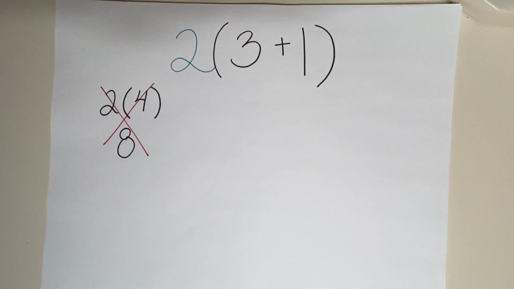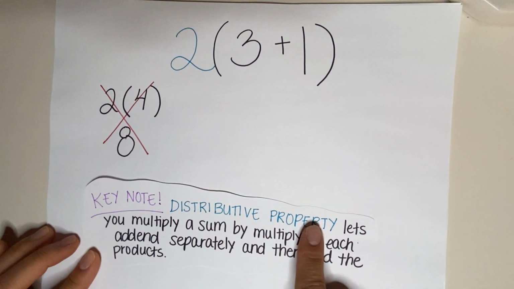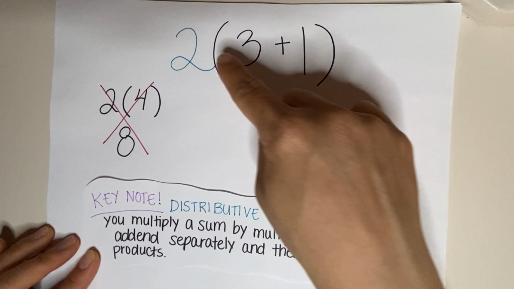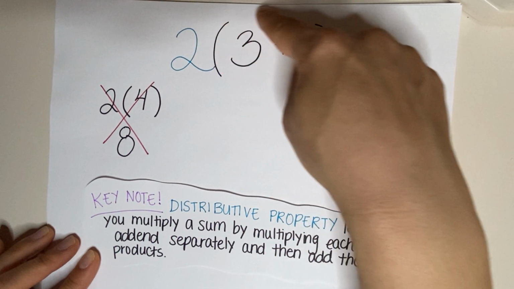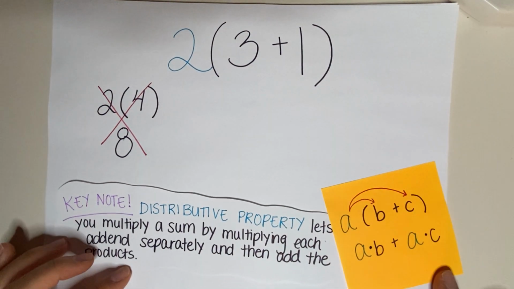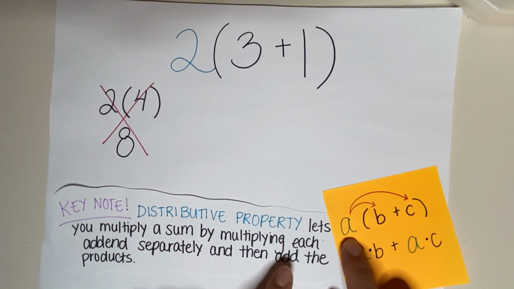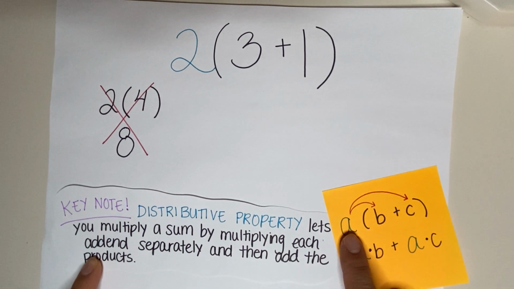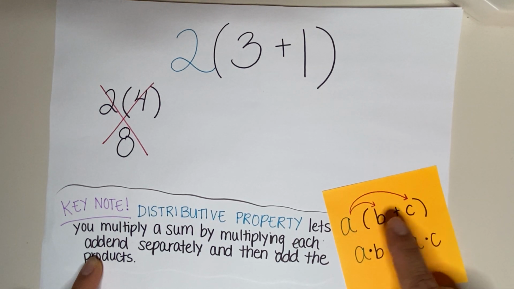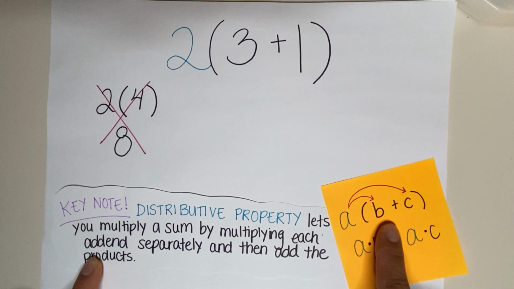Instead, we want to focus on our keynote. And here's our keynote for this video. The distributive property lets you multiply a sum by multiplying each addend separately. And it's going to look something like this. So we have a number on the outside and you multiply each addend separately. So you see this arrow goes to the B or the first term. This arrow goes to the next term inside the parentheses. So again, you are multiplying each addend separately.